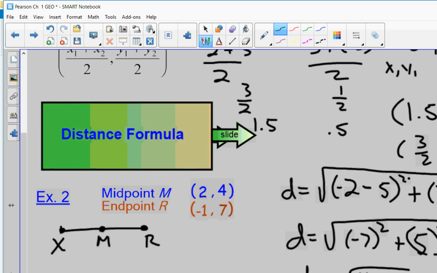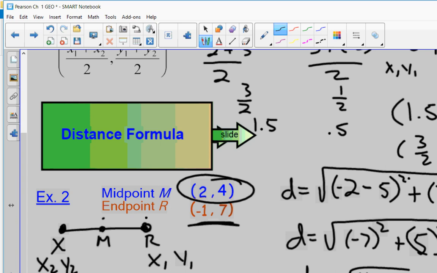They don't tell me what the other endpoint is. Remember, the midpoint was the middle point between here and here. Well, they're giving me this one and this one. But I could still use the formula. I'm going to call this my x2 and my y2. This is going to be my x1 and my y1 because they gave it to me. This is my midpoint.